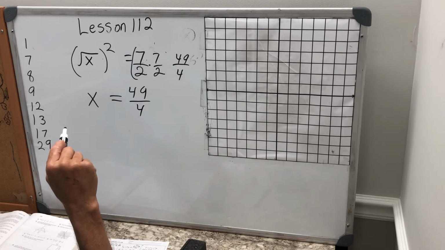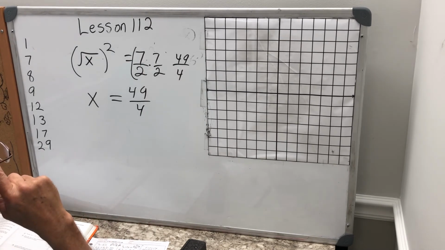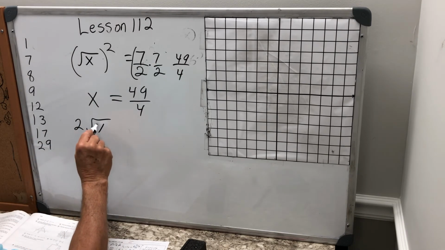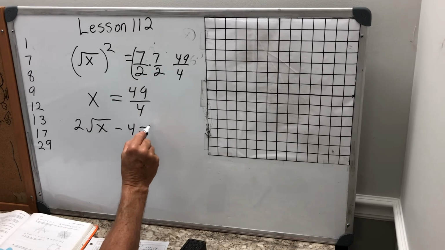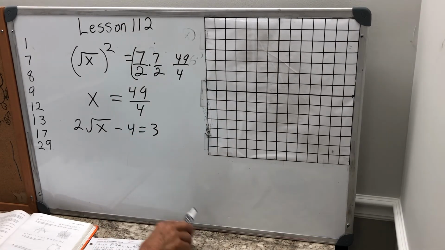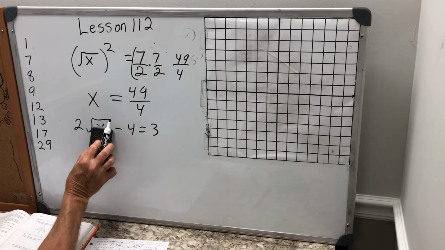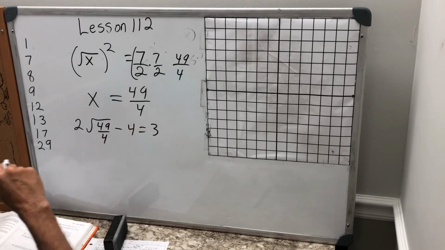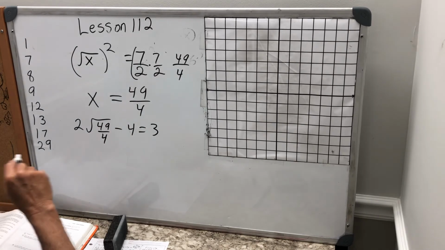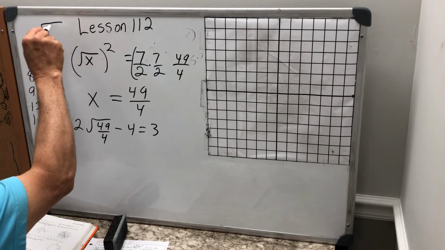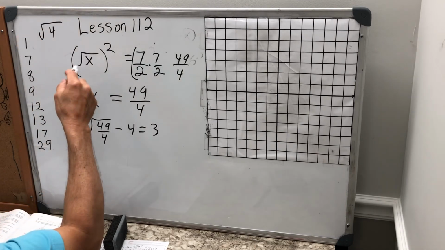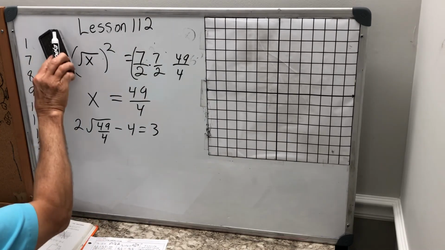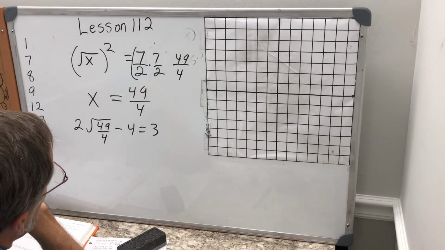Now we check our answer. How are we going to check our answer on that one? Here's the original: 2 times the square root of x, minus 4 equals 3. Is it possible? Here we go. I'm going to replace x with what we have solved for it, 49 over 4. What is the square root of anything? I'm just going to do this to remind us. The square root of 4 is a 2. 2 times 2 is 4. Is that correct? Do the same thing here. What times what equals 49 over 4?